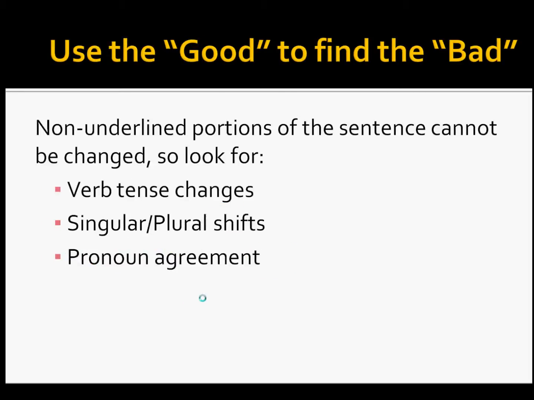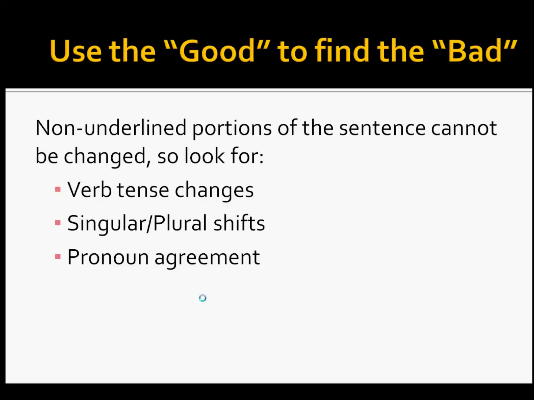Now, you want to use the good parts of the sentence too, the parts that aren't underlined. Some of them, the whole sentence will be underlined. There's not much you can do here. But in the majority, not the entire sentence will be underlined. So you can use that good portion to help you look at the bad portion, because the part that isn't underlined can't be changed. If an underlined verb and a non-underlined verb are talking about the same thing, the same time period, for example, the underlined verb is in the future tense while the non-underlined verb is in the past tense, you can be sure that the non-underlined verb is the right one.